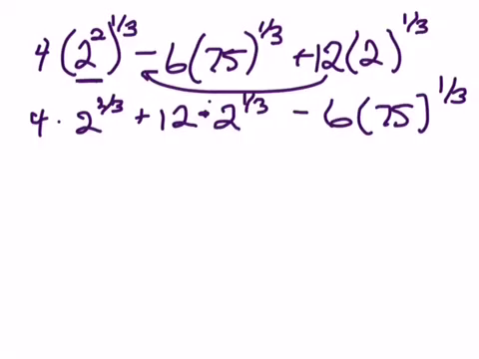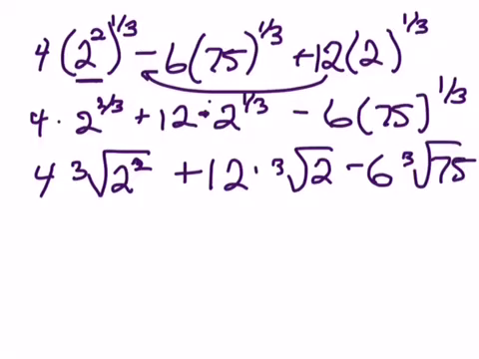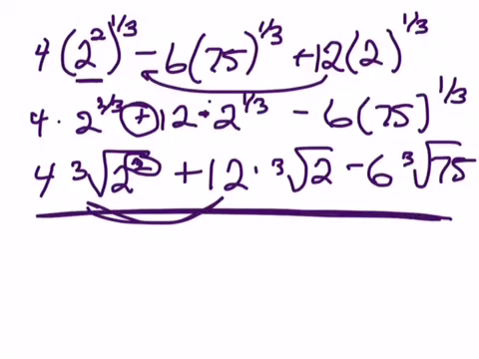So at this point, I see that I have 4 cube root of 2 squared plus 12 times cube root of 2 minus 6 cube root of 75. They look very similar. But the problem I have here is if this had stayed a 1, I'd be happy. I could have then combined these two, but because it's a 2 to the 2/3 and we're adding, I can't do anything with it. So at this point, this is as simple as it gets.